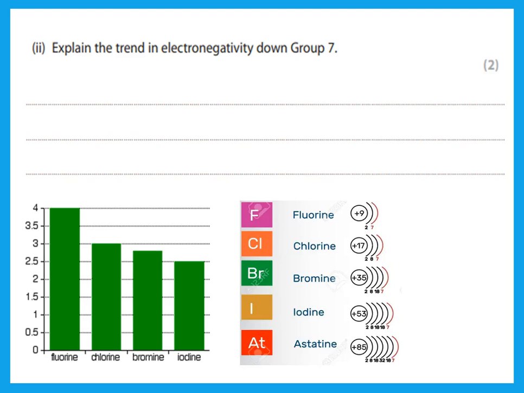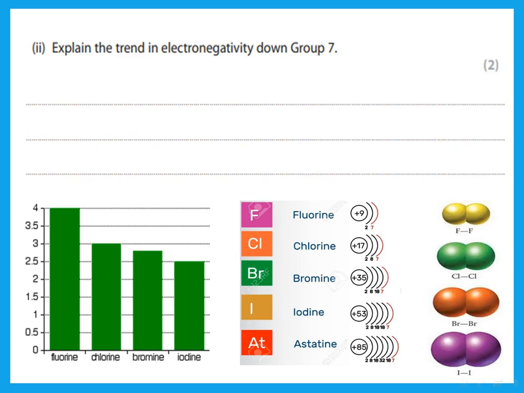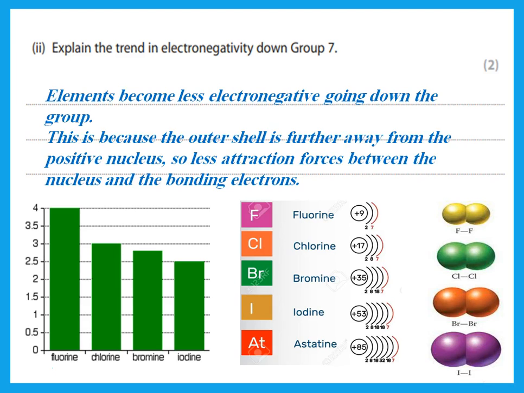He says, explain. This is because as we go down the group, the element becomes bigger, so that the bonding pair of electrons will be further away from the positive nucleus, so it will be less attracted to the positive nucleus of the atoms, and that means that the electronegativity will decrease. So the elements become less electronegative going down the group. This is because the outer shell is further away from the positive nucleus, less attraction forces between the nucleus and the bonding electrons.